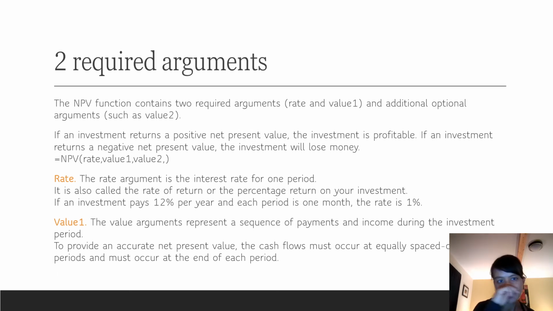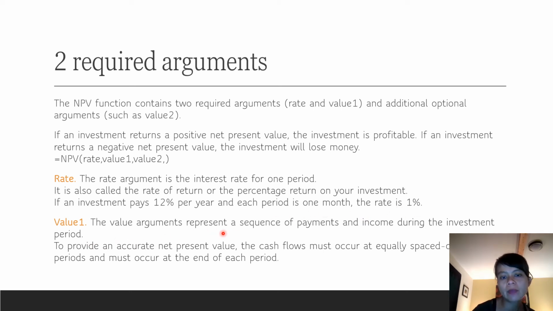So the two required arguments are rate and value 1, and additional options such as value 2. If an investment returns a positive net present value, the investment is profitable. If an investment returns a negative net present value, the investment will lose money, basically. So the arguments here are rate, value 1, value 2, and so on. Rate is the interest rate for one period. It's also called the rate of return or the percentage return on your investment. So if an investment pays 12% per year and each period is 1 month, then the rate is 1%.